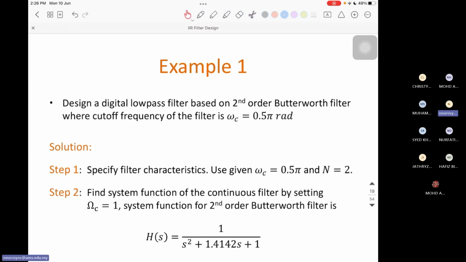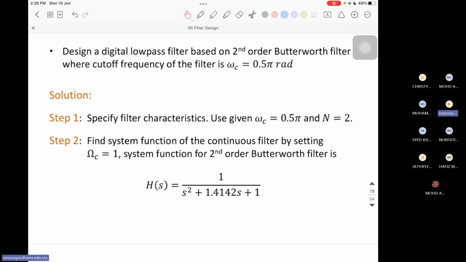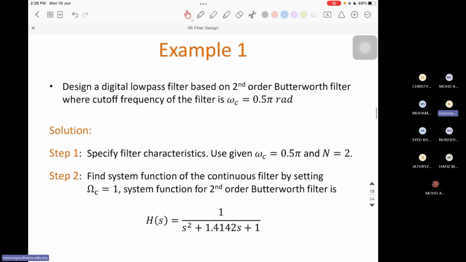Now, let us take an example. Design a digital low pass filter based on the second order Butterworth filter. Now in the example, second order is written, therefore n is equal to 2, where the cutoff frequency of the filter is 0.5 pi radians and omega c is also given. What is asked? Asked to design a digital low pass filter. Okay.